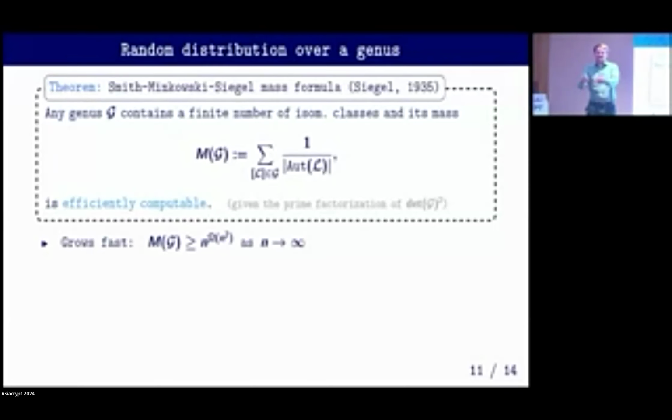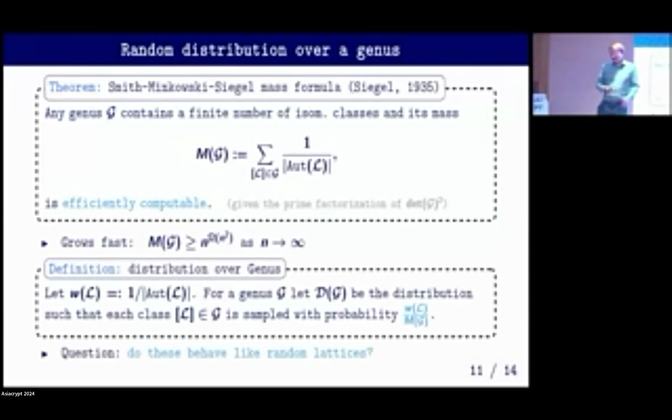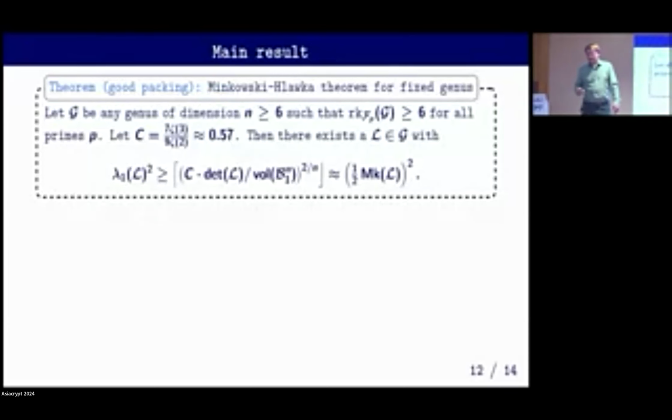And that's good news for us, because if we have more lattices, we have a higher chance to actually find a good one. This also immediately defines a natural distribution on the genus. Namely, to every lattice we give a weight of 1 over the size of the automorphism group, and we sample with respect to that weight. And then, of course, the question is, do these actually behave like random lattices? Are they good lattice packings on average? Our main result is that they are. And this gives us the following Minkowski-Hlawka-like theorem for a fixed genus. So let G be any genus of dimension at least 6.